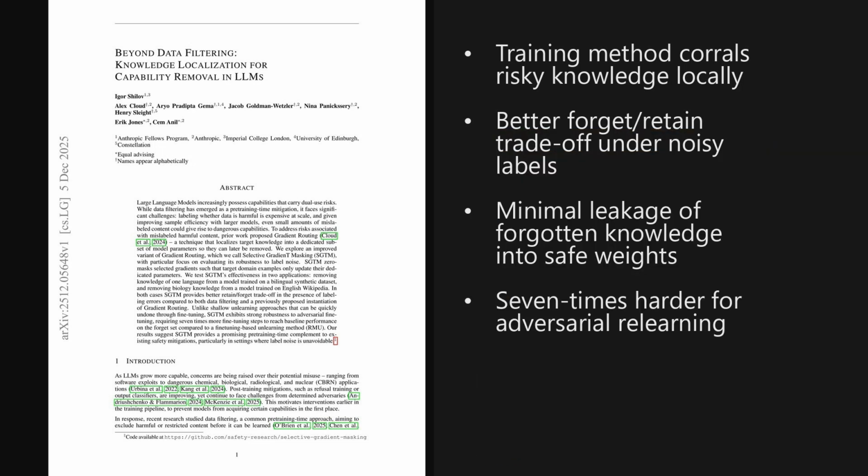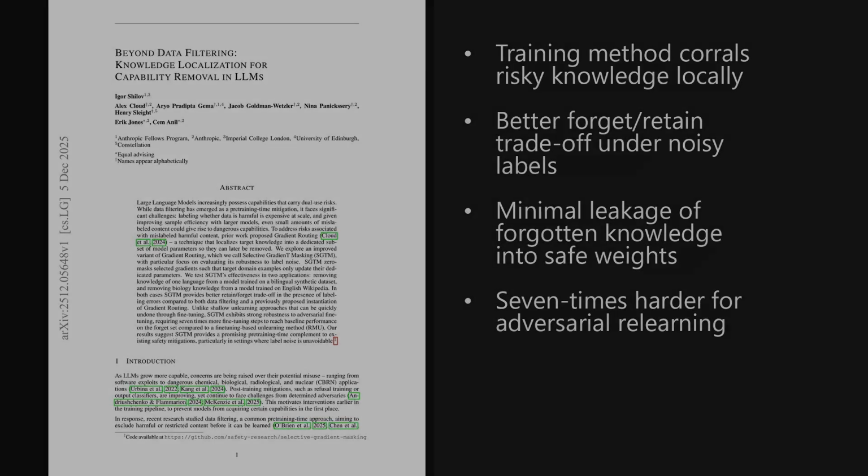I'm Alex. Today we are looking at a paper trending on X, published on December 5th, 2025, about 4 days ago. It introduces a training strategy called selective gradient masking that corrals risky knowledge into a small slice of the model so it can be carved out later, and this localized knowledge then takes about 7 times more fine-tuning steps to relearn than with a standard unlearning method. The paper is titled Beyond Data Filtering, Knowledge Localization for Capability Removal in LLMs, and as we will see later, the implications for how we train and safely edit large models are quite significant.